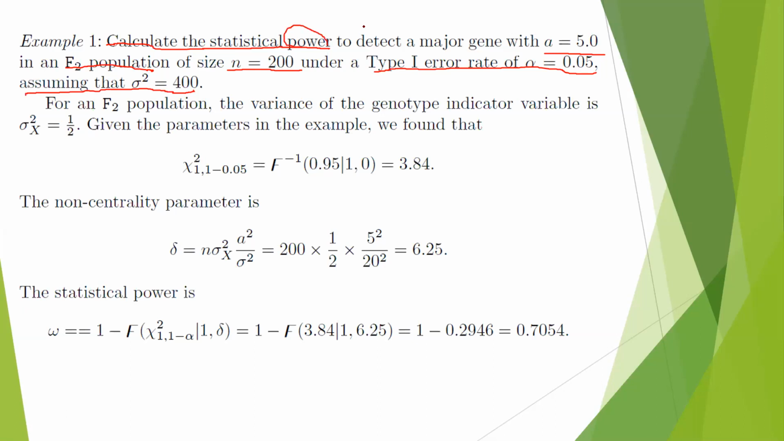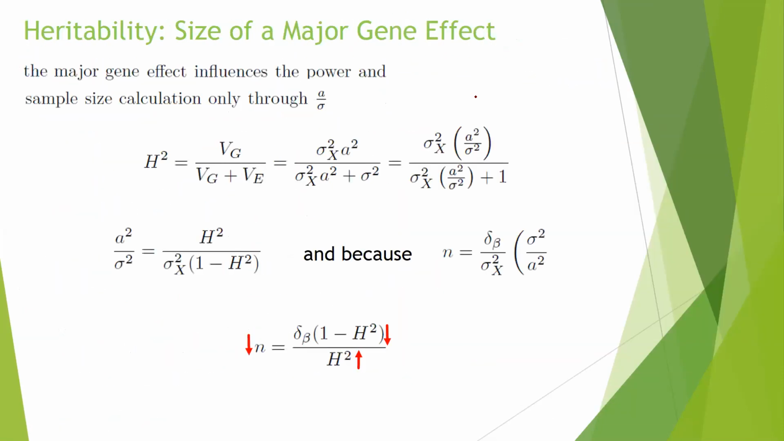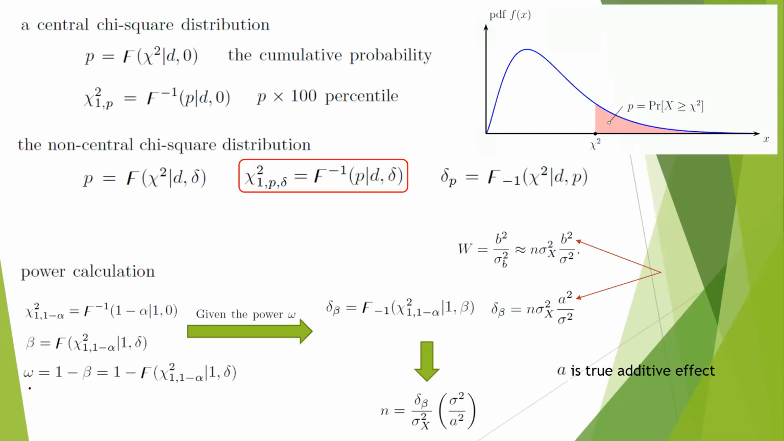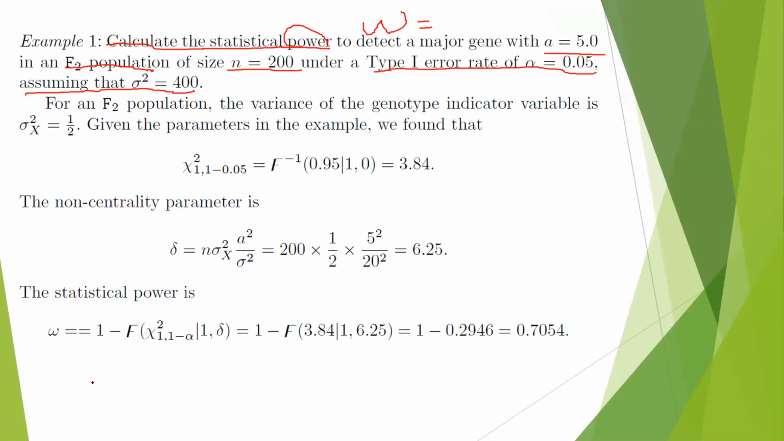So what is power? We have the definition before. Power is W, sorry, not W, we use omega here to represent the power, which is equal to 1 minus beta. So here omega equals 1 minus beta, where beta is the type 2 error. So this is a very straightforward question.